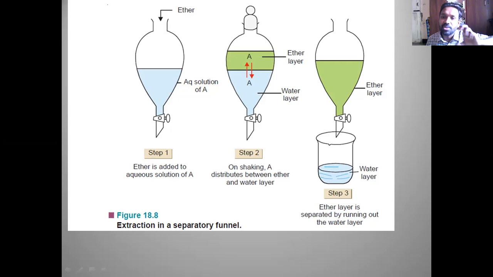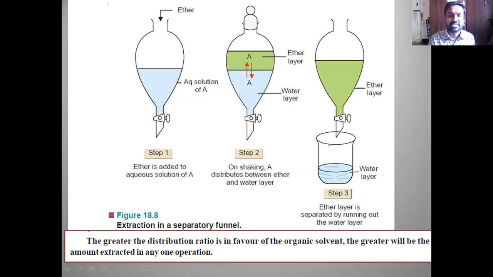So what about the remaining water which you have collected? Do you think it is free of benzoic acid? No, it is not free of benzoic acid. Rather, it contains benzoic acid to some extent even. Fine. That is what the process of solvent extraction is.